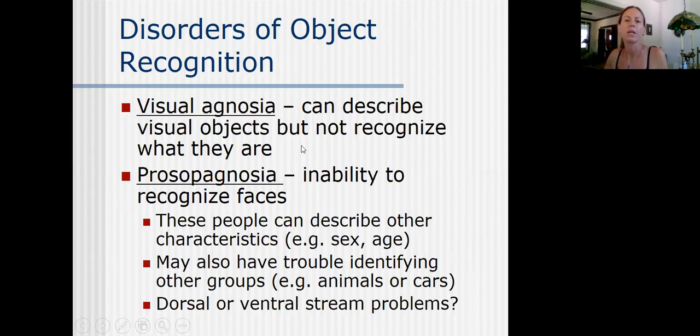Visual agnosia is when you can describe visual objects, but you can't recognize what they are. So you might be able to describe, oh, it's shiny and it's metal, but you won't be able to say that it's a wrench or a hammer or something like that. Prosopagnosia is the inability to recognize faces. And there you can still describe the face. You can say, it looks like a woman, she's a young woman, she's got thick eyebrows, and so on. They can describe characteristics, but they cannot say, oh, that is Lily, or that is Sarah, or whatever.